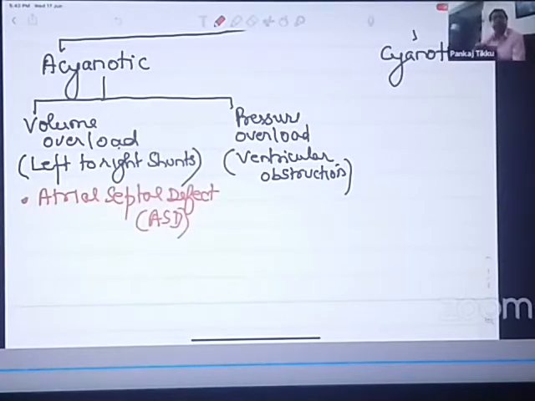Here there is movement of blood from the left atria to the right atria through the presence of a defect on the atrial septum. So again, it's a shunt from the left side to the right side because of the presence of a defect in the atrial septum. The second defect which comes in this category is a ventricular septal defect.